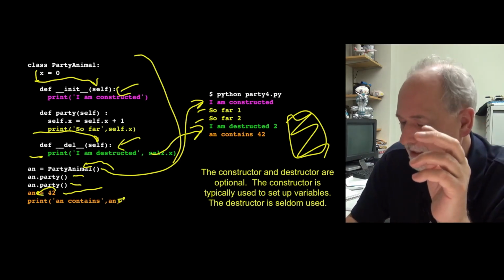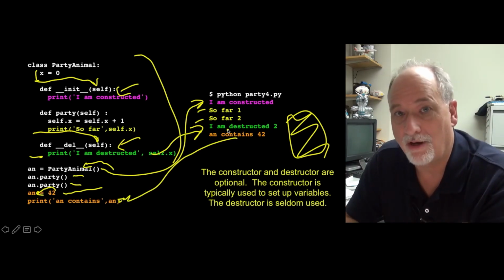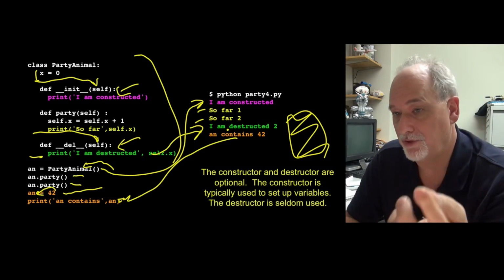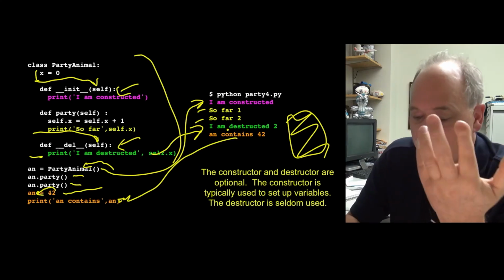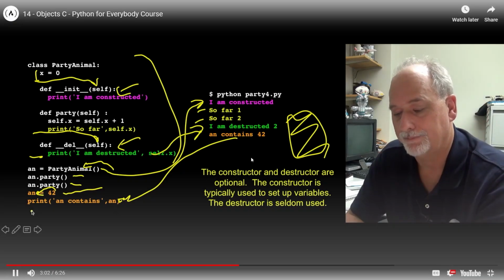Now, in this last line, an is no longer a party animal. An is now an integer. It's got a 42 in it. It's gone. It's been created, it was used, and then it was destroyed. Okay? So you got to be careful. If you overwrite something, you sort of throw the object away.